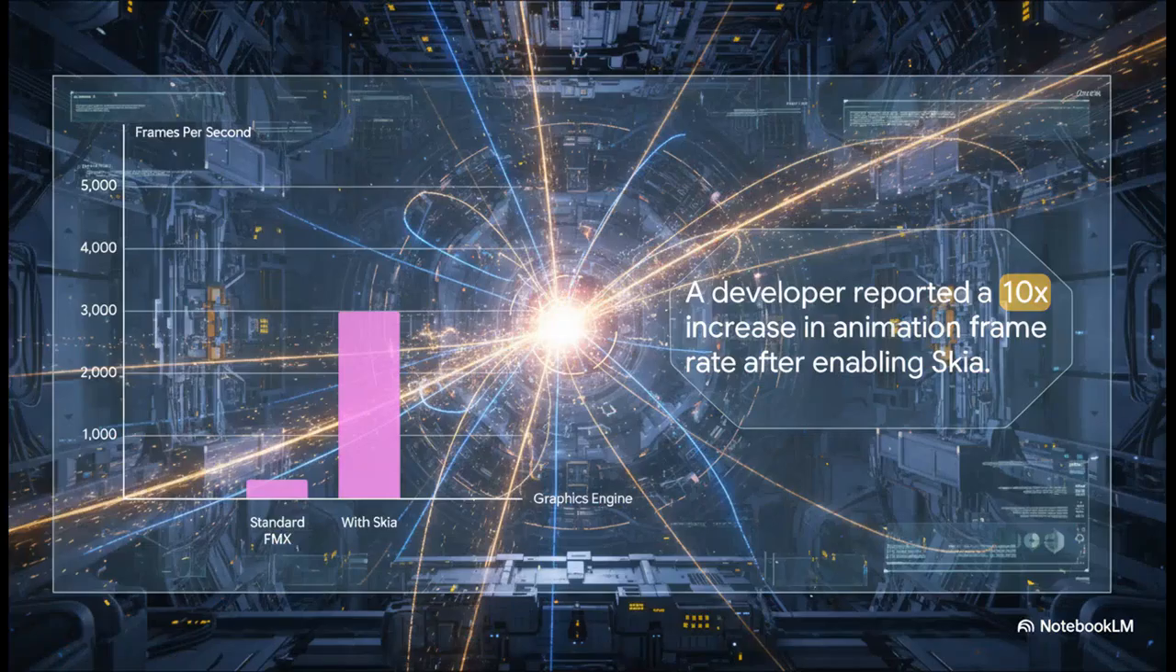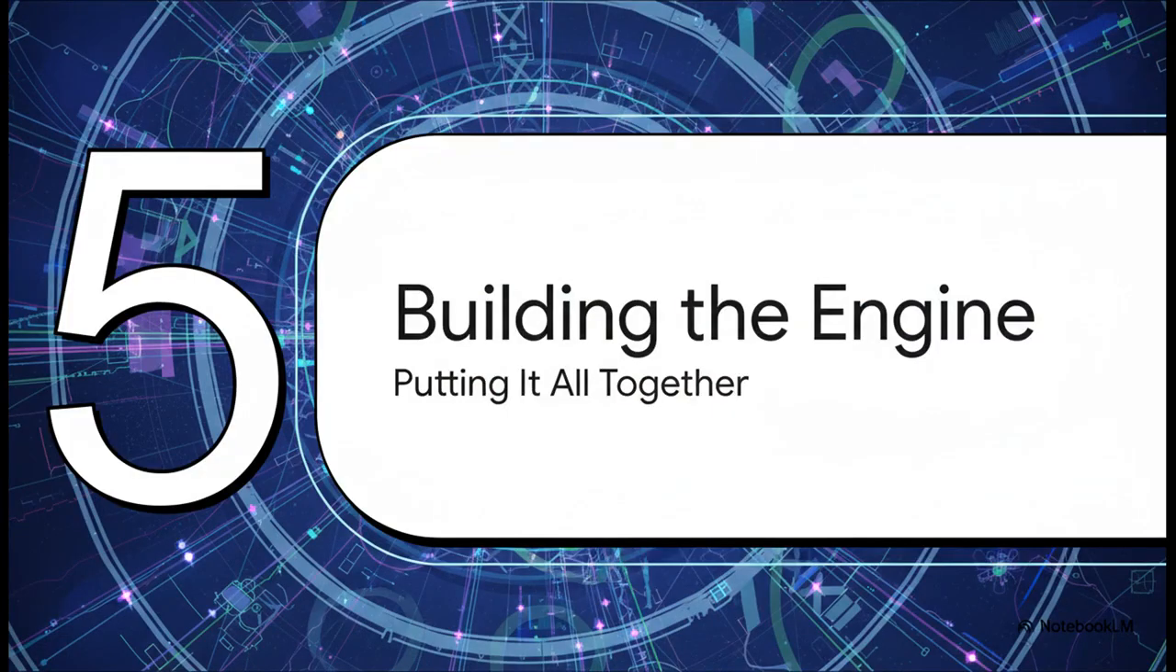But wait, it gets even crazier. In some tests, developers saw their frame rates jump from around 300 frames per second to 3,000. That is a 10-fold increase. What this means is that the UI shell around your browser will stay buttery smooth, no matter how busy that web content gets. All right, let's put all the pieces together. You can see this isn't about one single magic bullet. It's a recipe, a complete, multi-layered strategy for building a seriously high-performance experience.